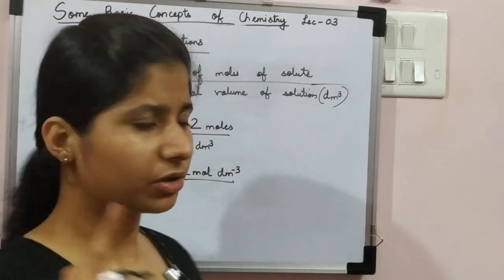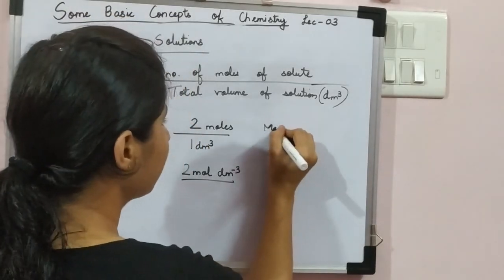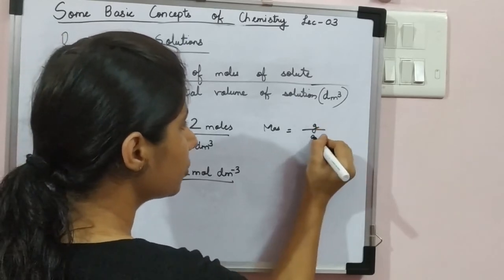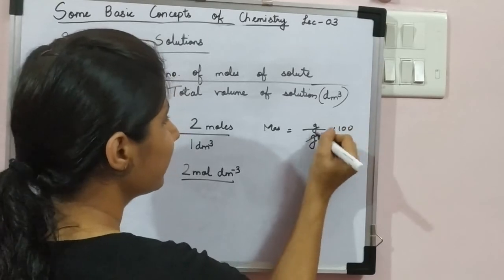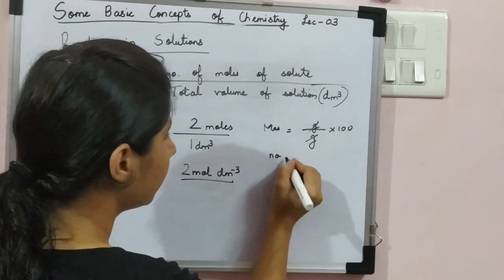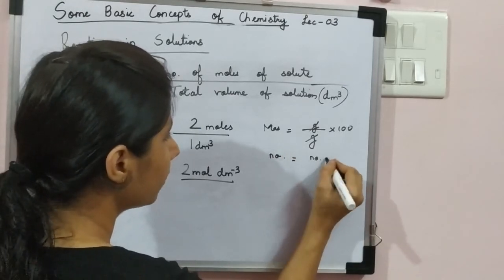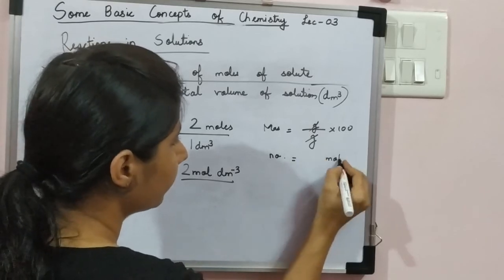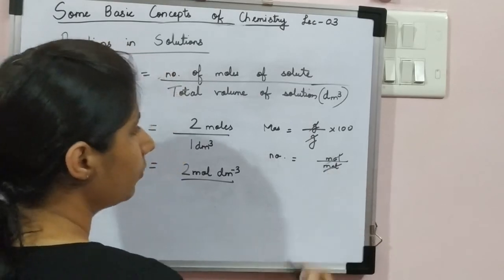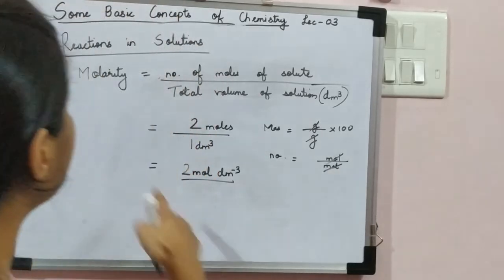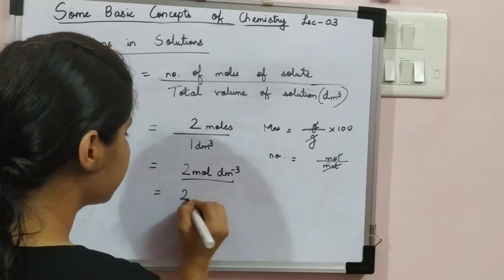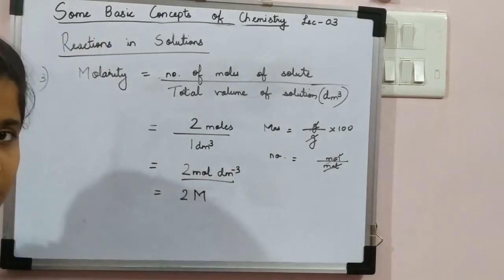Now initially I didn't tell you the units about mass percentage. Mass percentage is mass of the solute, in grams, upon total mass of the solution, also in grams, into 100. So mass fraction is unitless because the grams and grams cancel off. Number of moles of solute, in moles, and total number of moles of both substances, also in moles, cancel out, so this also is unitless. But molarity has a unit, mole per decimeter cube, which is written as a capital M. So this is the unit of molarity.